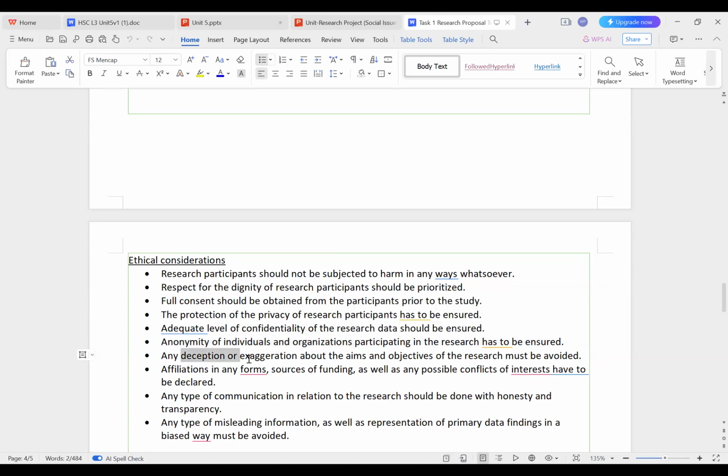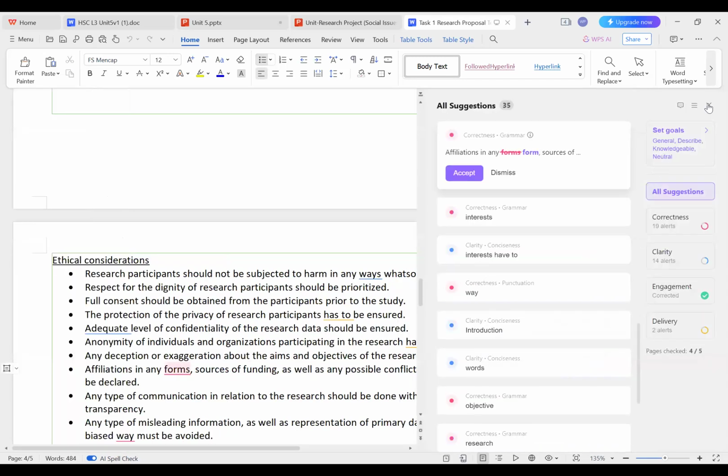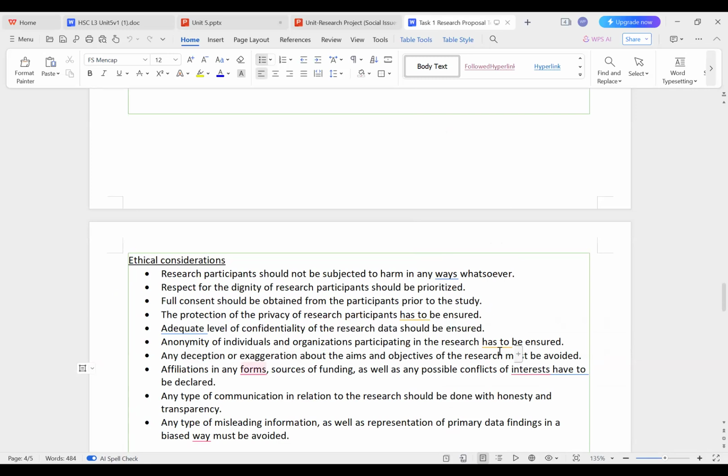Any deception or exaggeration about your aims and objectives must be avoided. So state very clear aims and objectives which are achievable. Affiliations in any form of funding, as well as any possible conflicts of interests. So if you received any funding for the project, or if you have any conflict of interest, that has to be mentioned. Any type of communication in relation to the research should be done with honesty and transparency.